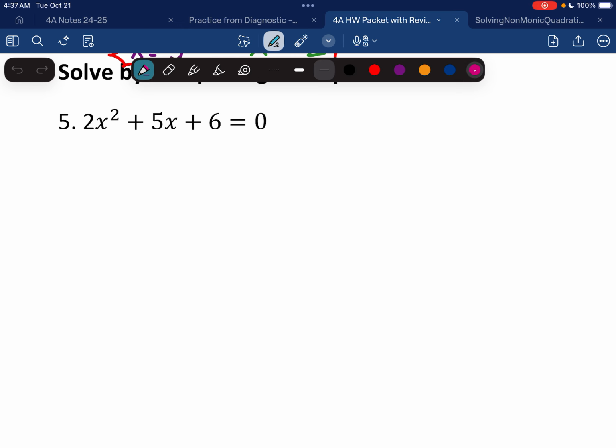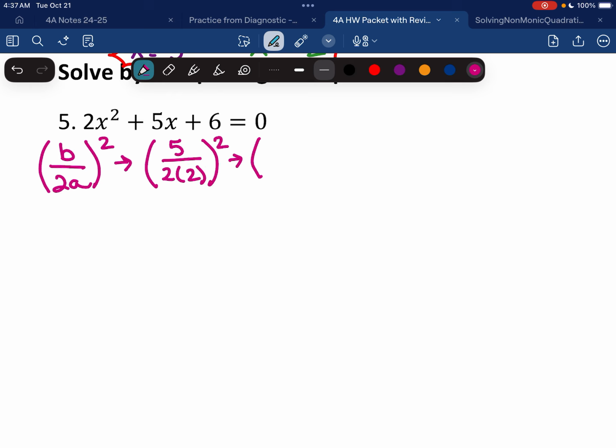I'm going to go b divided by 2a quantity squared. So I'm going to take 5 divided by 2 times 2, which would give me 5 divided by 4. And since I can't simplify that anymore, I'm just going to square it. And I got ahead of myself, but I want to make sure that you see the fractions. This is 25 over 16.